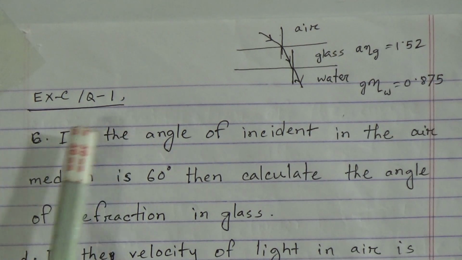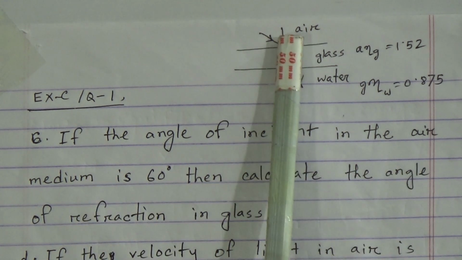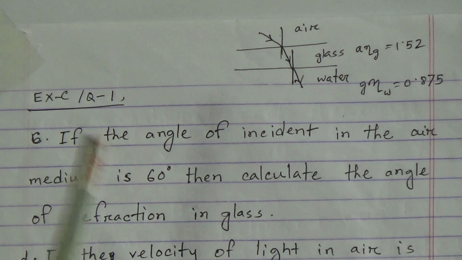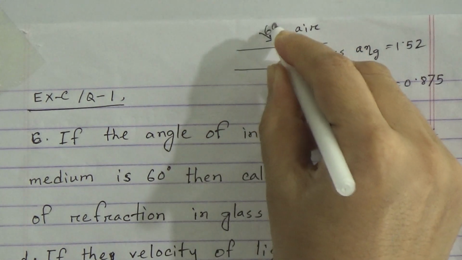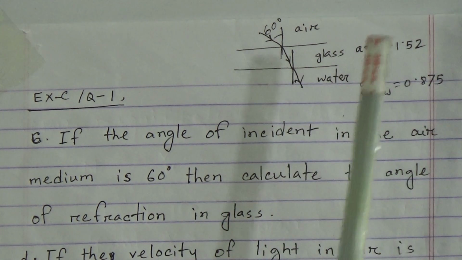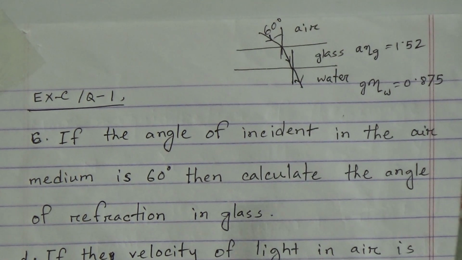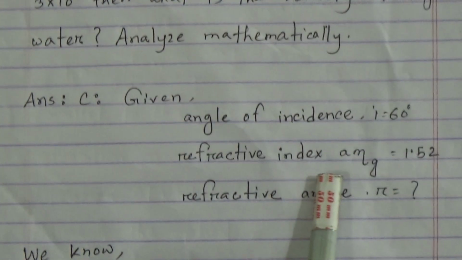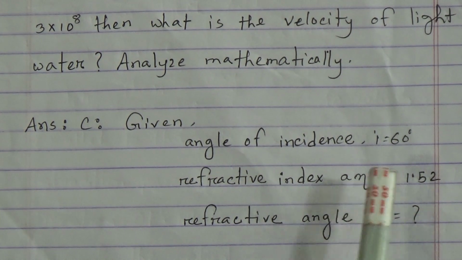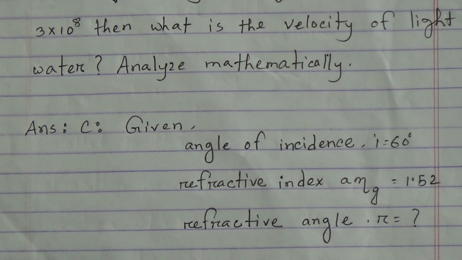Now question number C. If the angle of incidence in the air medium is 60 degree, then calculate the angle of refraction in glass. My dear students, here given this is the angle of incidence in air medium, which is 60 degree. The angle of refraction in glass we have to find out. So first of all, the angle of incidence I is 60 degree, refractive index A eta G equals 1.52 is also given, and refractive angle R equals what? We have to find out R in glass.